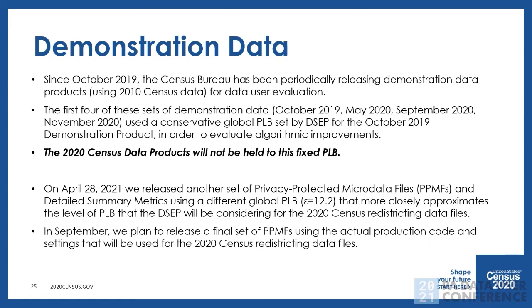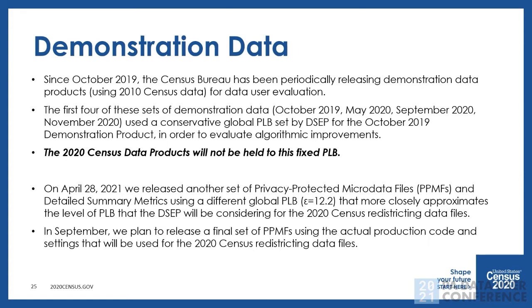On April 28th of this year, we released another set of privacy protected microdata files and detailed summary metrics, a new set of these demonstration data that used a different and higher global privacy loss budget. To give you a sense of comparison, the original 4 sets of demonstration data used an overall privacy loss budget of about 4.5. The new demonstration data that we released last month used a privacy loss budget of 12.2. And remember, epsilon is on a logarithmic scale, so this is a significant shift away from the privacy end of the spectrum towards the accuracy end of the spectrum.